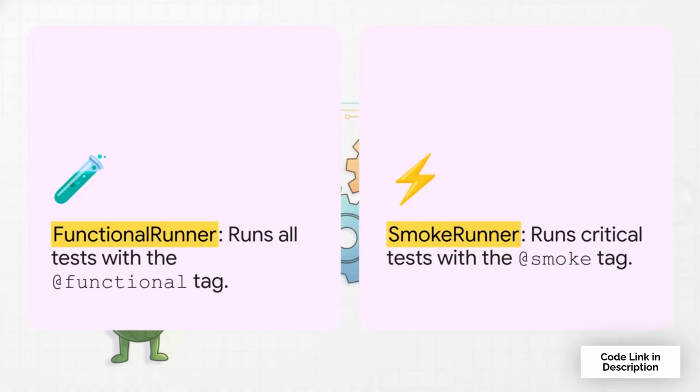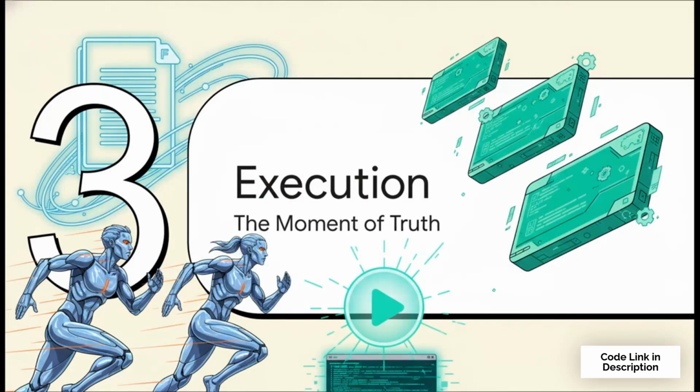And this is where it gets really elegant. Check out the difference between our 2 runners. It's just one line, the tags property. The functional runner looks for the @functional tag, while the smoke runner looks for @smoke. This simple mechanism lets you slice and dice your test suite however you want. Smoke tests, regression tests, you name it. All without ever duplicating a single line of test code. It's brilliant.